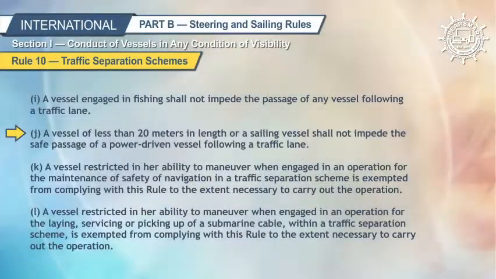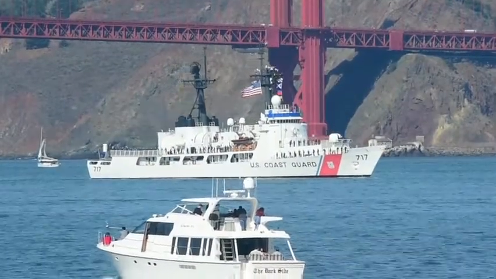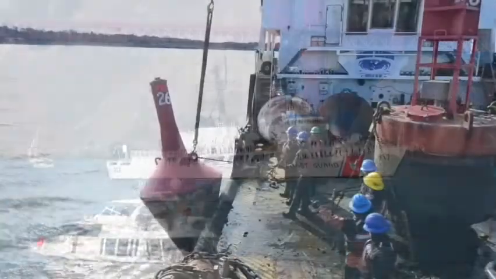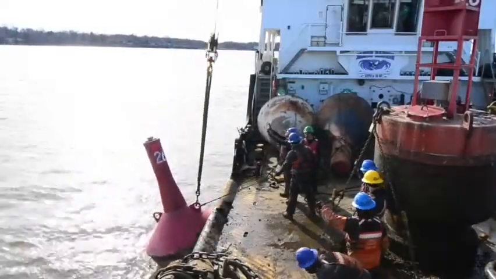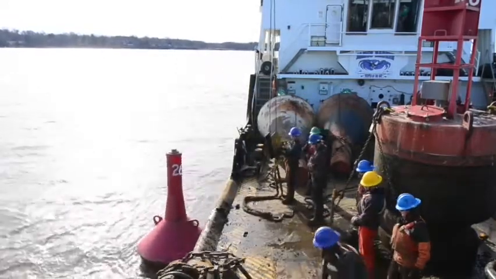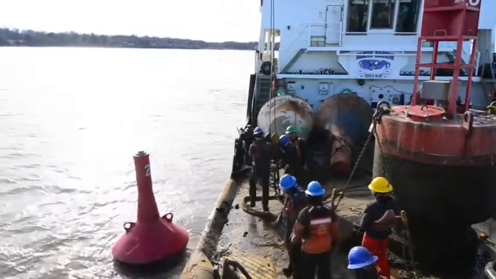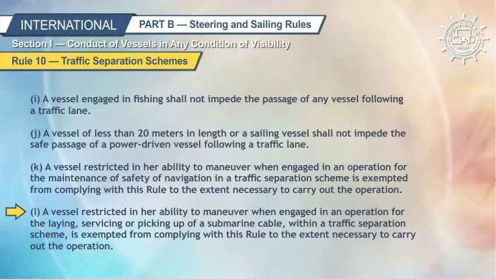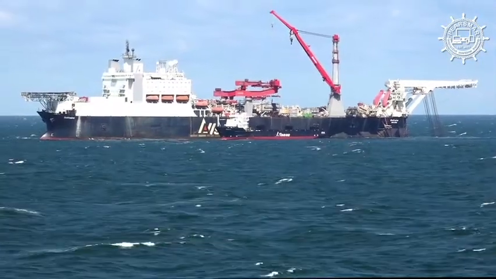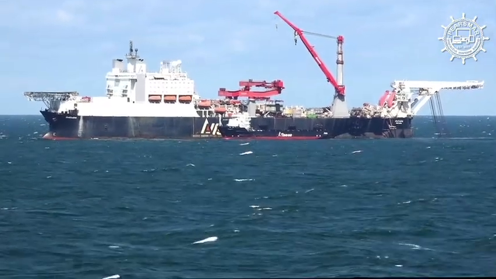A vessel of less than 20 meters in length or a sailing vessel shall not impede the safe passage of a power-driven vessel following a traffic lane. A vessel restricted in her ability to maneuver when engaged in an operation for the maintenance of safety of navigation in a traffic separation scheme is exempted from complying with this rule to the extent necessary to carry out the operation. A vessel restricted in her ability to maneuver when engaged in an operation for the laying, servicing, or picking up of a submarine cable within a traffic separation scheme is exempted from complying with this rule to the extent necessary to carry out the operation.